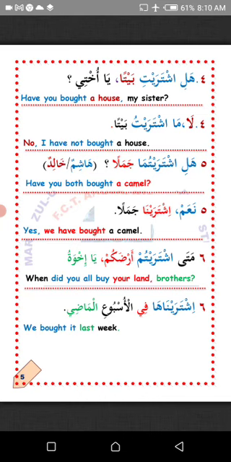In case you are talking to a group of female persons, how do you say it? متى اشتريتن أرضكن يا أخوات. When did you all buy أرضكن, your land, يا أخوات, sisters? Now the answer, اشتريناها في الأسبوع الماضي. اشتريناها, we bought it. في الأسبوع الماضي, last week.